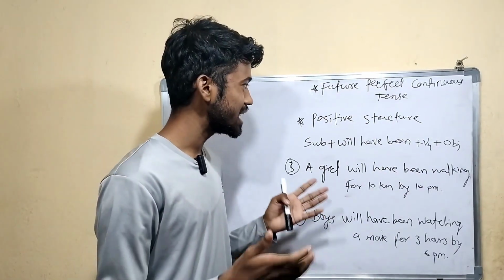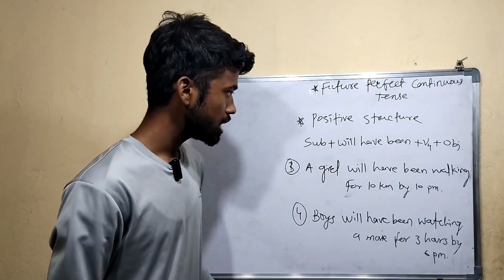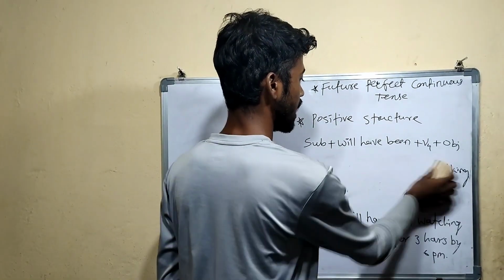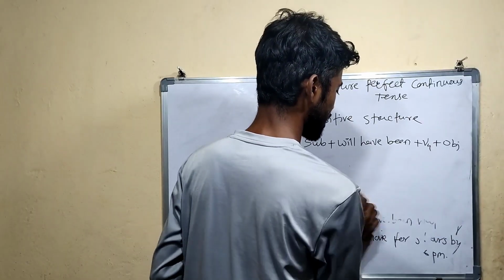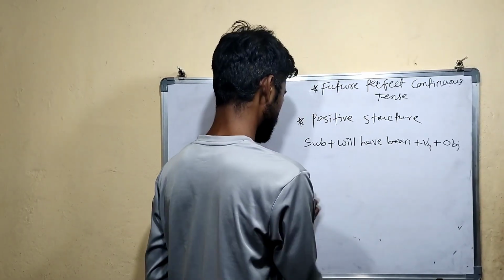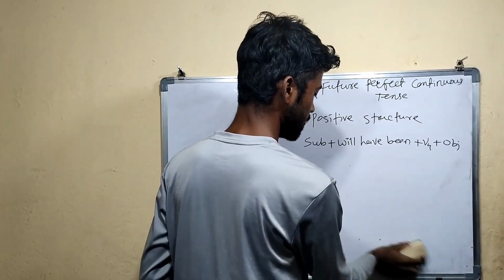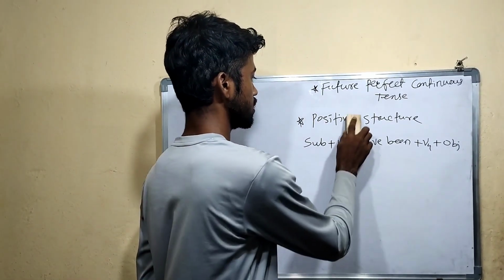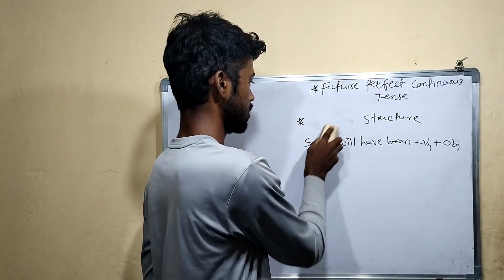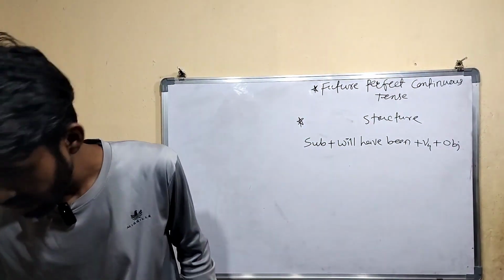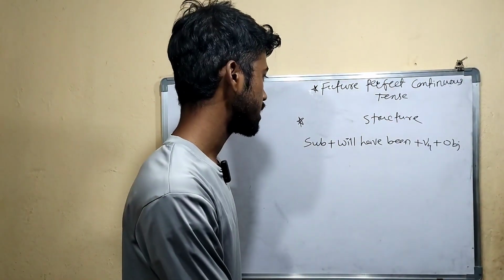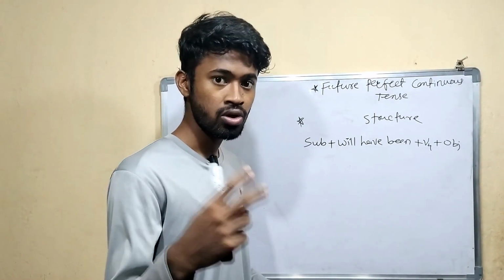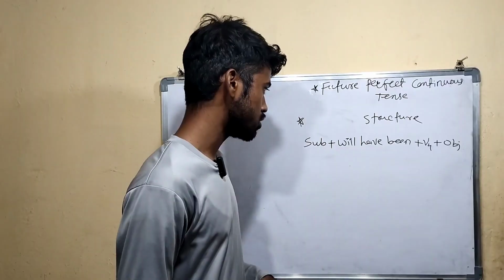Now let's see the negative structure. In negative, what you have to do? You just need to add not. But where will you add that not? Here there are three helping verbs, right? In previous tenses we have seen there are maximum only two helping verbs. Now here there are three. So how do you remember? I told you one trick: whenever there are two helping verbs, we have to use not in between these two helping verbs. Now here where will you use it?